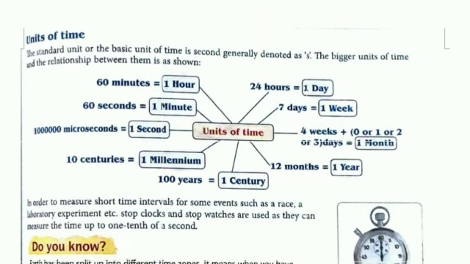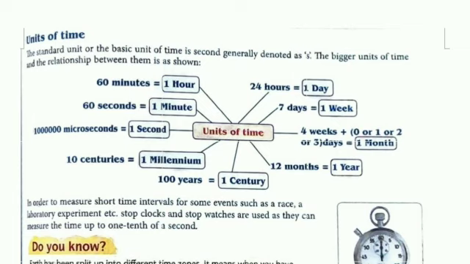First of all, recall all the units of time. We all know 60 seconds is equal to 1 minute, 60 minutes is equal to 1 hour, 24 hours is equal to 1 day, and 7 days is equal to 1 week.